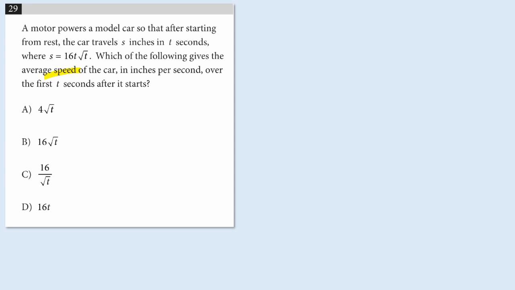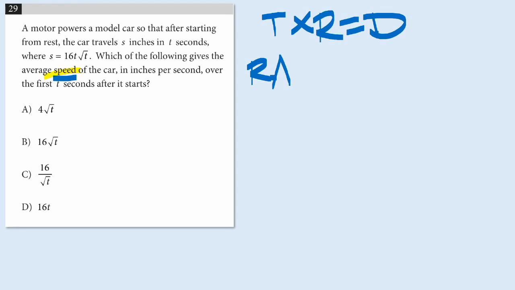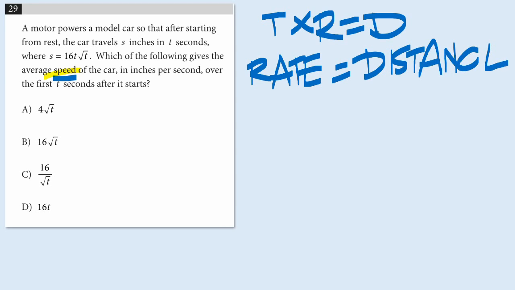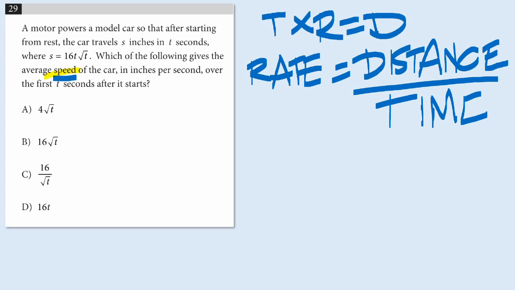And let's think about what simple formulas we know relating to speed. Well, you probably know that time times rate is going to equal distance. And that applies here. And because this problem is asking about speed, we can write this formula as rate is equal to distance divided by time. You're all well familiar with that.